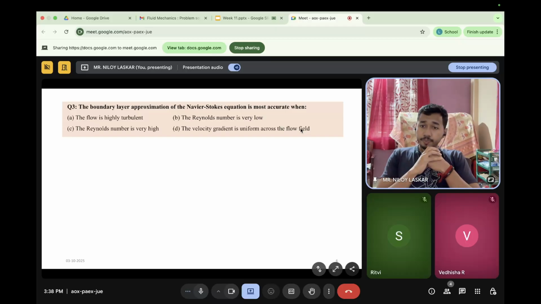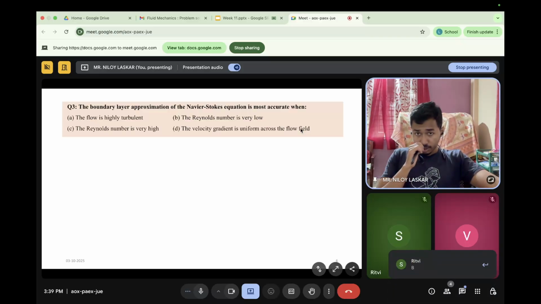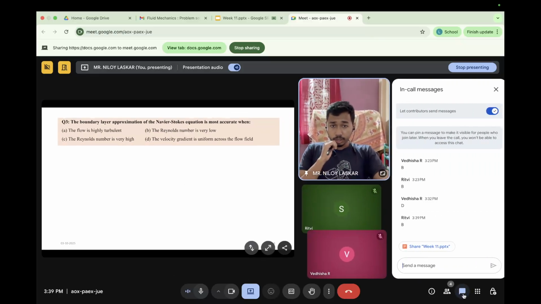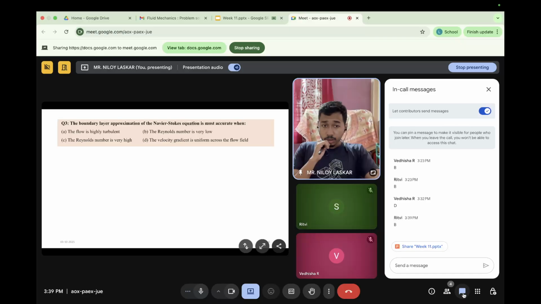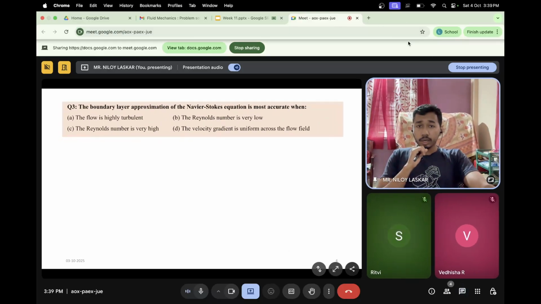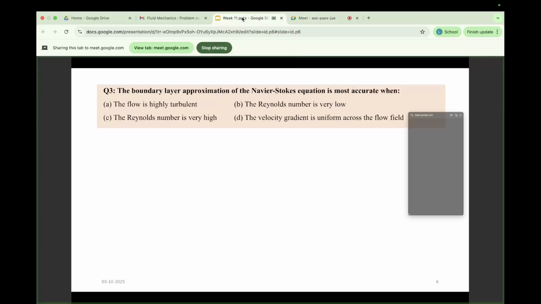Any idea? So Ridvi is saying this is option B. Okay, let us see whether it's correct or not.